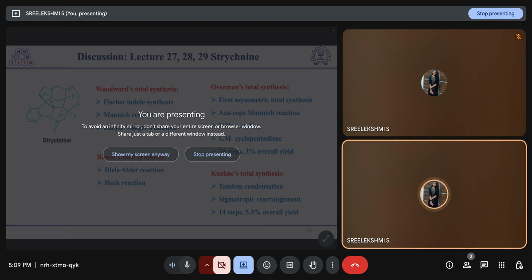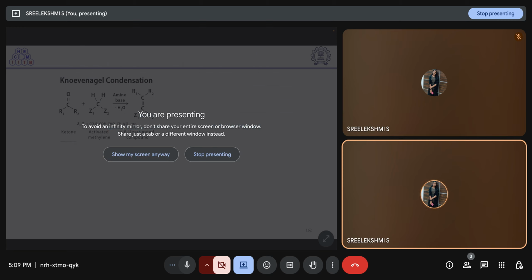And they have utilized tandem Mannich, Cope rearrangement and Mannich reaction, a tandem condensation, sigmatropic rearrangement, and cyclization sequence to complete the total synthesis. So the racemic total synthesis was completed in 14 steps through isostrychnine, and the asymmetric total synthesis was completed in 14 steps from Wieland-Gumlich aldehyde from tryptophan, which they got in 5.3% overall yield.